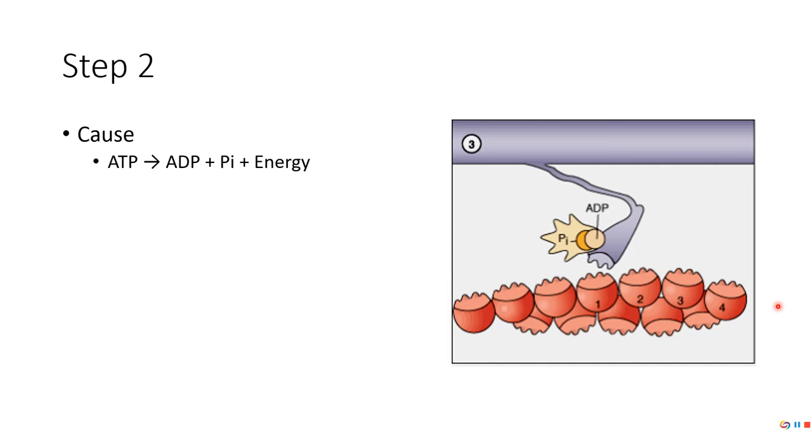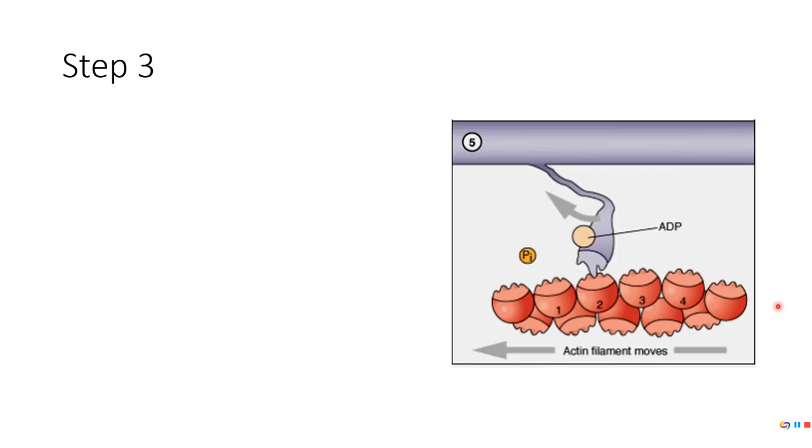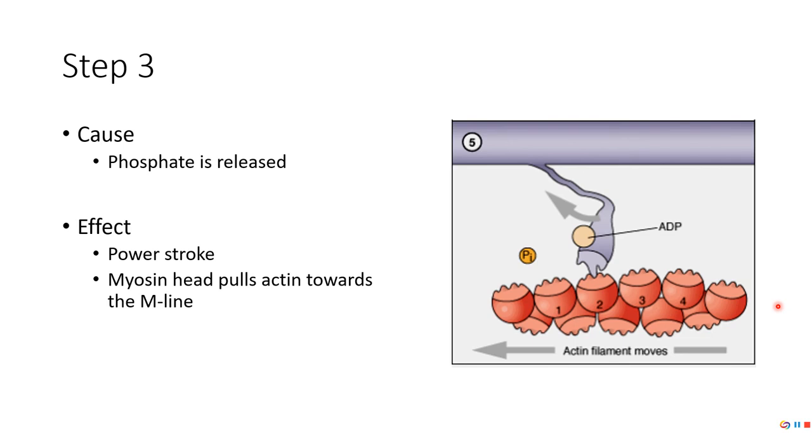It's actually myosin ATPase. The release of this energy causes the myosin head to cock, or change its position, and ultimately this allows actin and myosin to reattach. Cause, energy is released from ATP. Effect, myosin head cocks and actin and myosin reattach. Next, phosphate is released, which causes the power stroke, or pulling of the actin towards the M line. When phosphate is released, the myosin head essentially becomes uncocked, and as it becomes uncocked, it pulls that actin towards the M line.